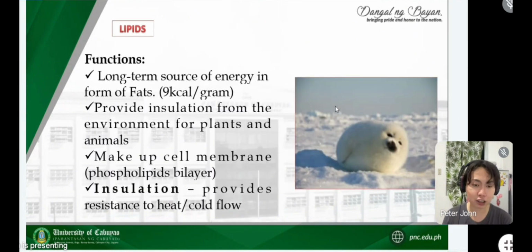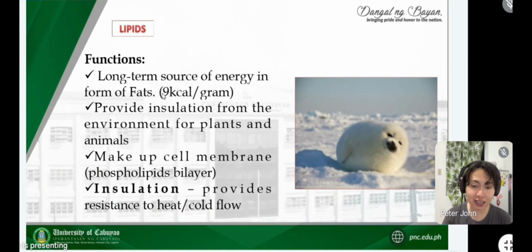Lipids' major functions are the following. Madaming function po ang lipids sa katawan natin. We have the long-term source of energy in the form of fats with 9 kilocalories per gram. Kung natatandaan nyo, kung i-compare natin siya kay carbohydrates, mas matagal siya. And as you can see, the energy in the form of calories, mas mataas siya ng doble. Diba si carbohydrates is 4 kilocalories per gram lang. Pero si lipids or fats is more than twice talaga. So, ibig sabihin, reliable siya to gain fats or to gain body mass sa atin.